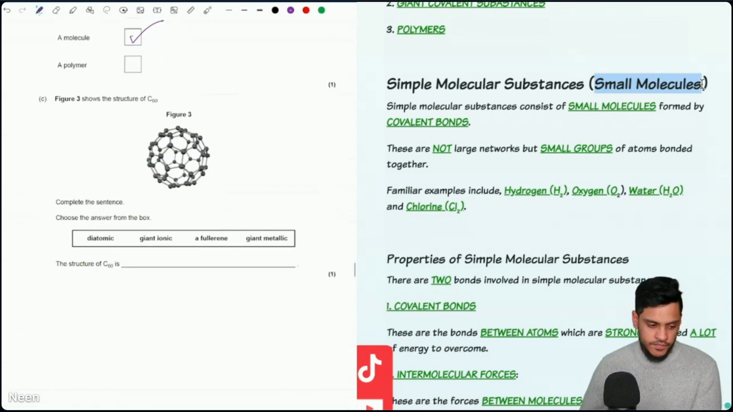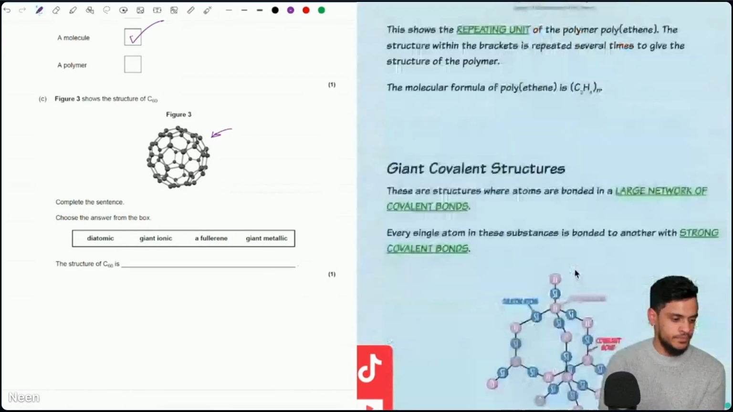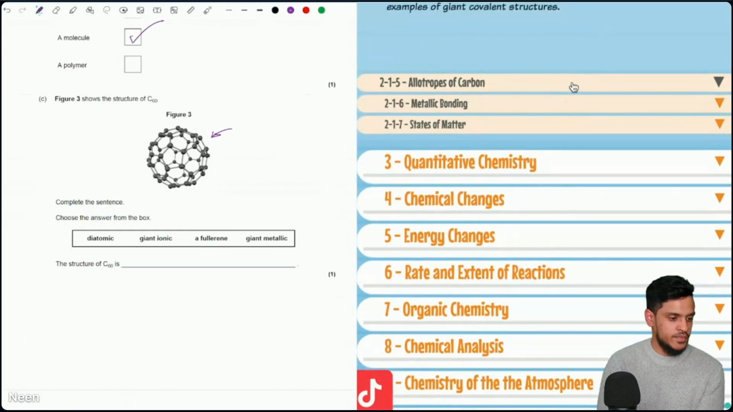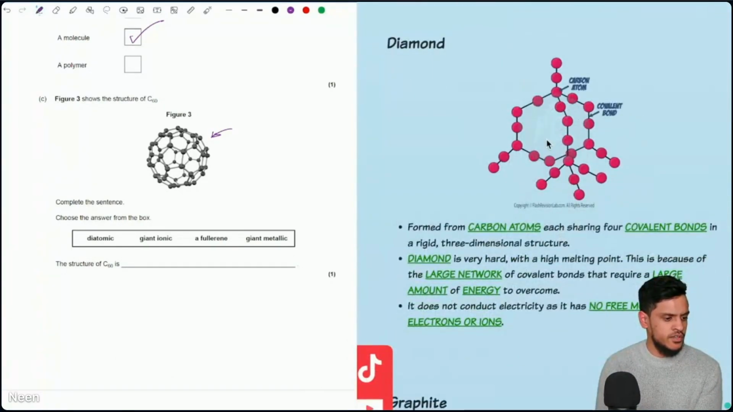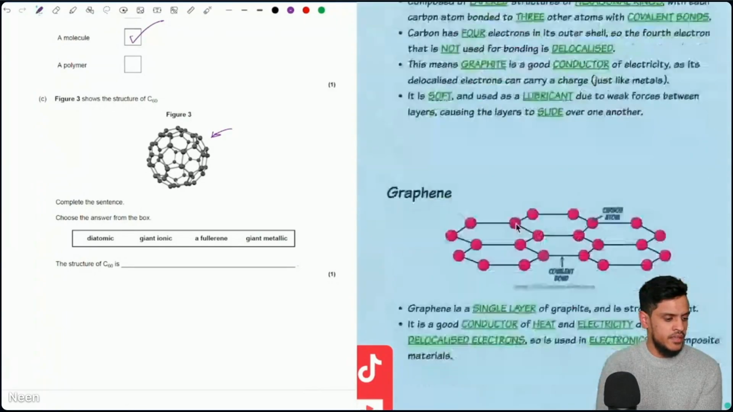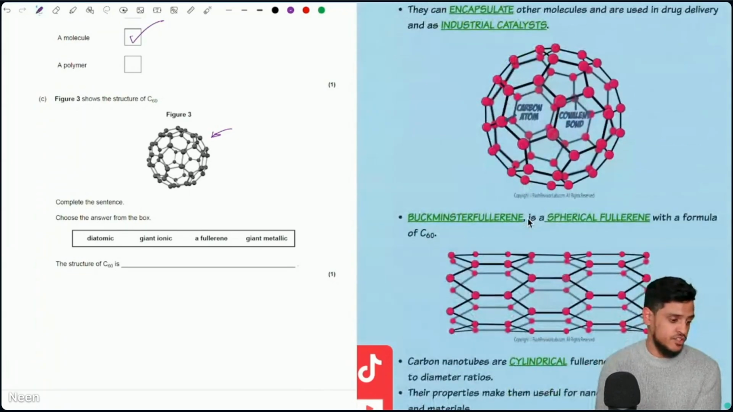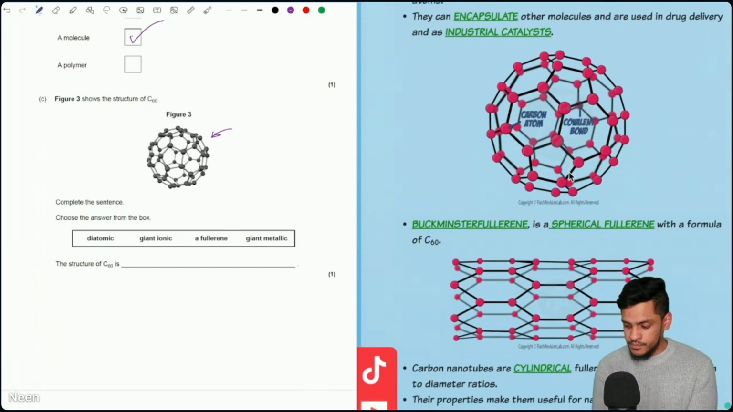Next question. Figure 3 shows a structure of C60. This is known as Buckminster fullerene. Funny name. That's all under this topic, allotropes of carbon. So we've got 4 different types of allotropes you need to know: diamond, graphite, graphene, and then fullerenes. And within fullerenes, there's 2. There's carbon nanotubes, and this is the one I was talking about, the one that looks like a football, Buckminster fullerene.